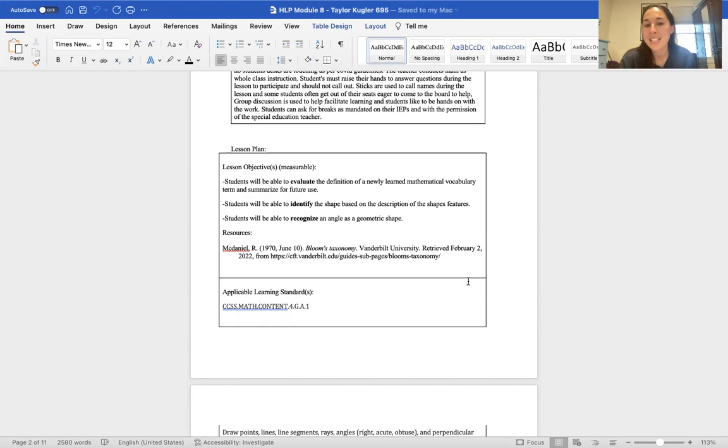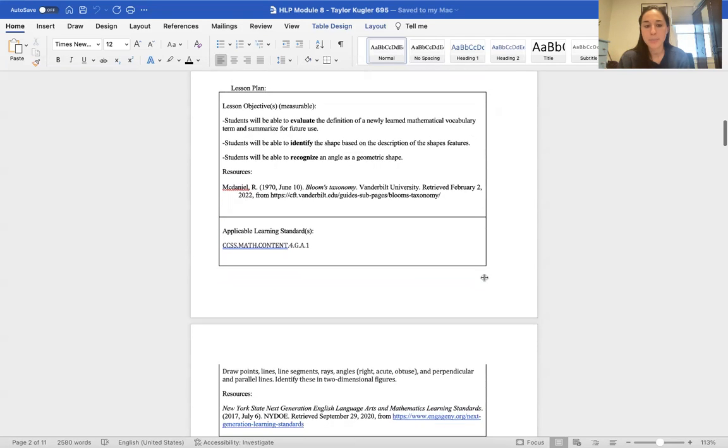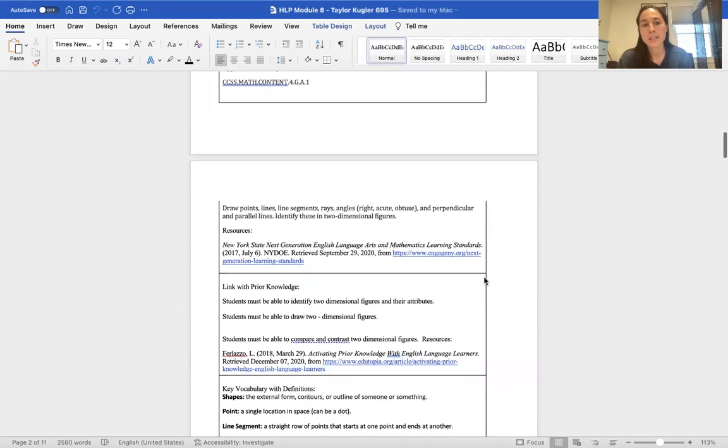Students will be able to recognize an angle as a geometric shape. So when you're looking at a square, where is the angle? Is it a 90-degree angle? Kind of introducing that content. It's all based upon the standard for fourth grade: draw points, lines, and line segments, rays and angles, and perpendicular and parallel lines. So today is that first step, where we're going to be introducing that language and the vocabulary we're looking for.